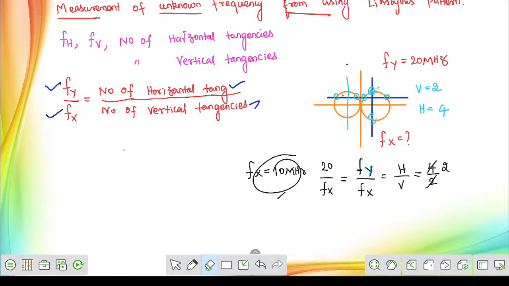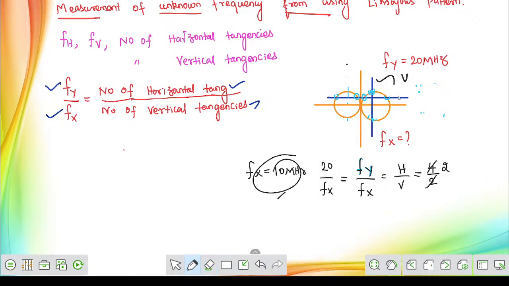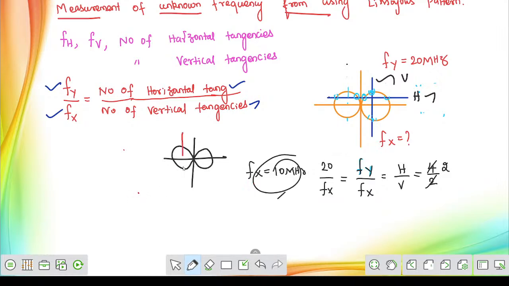You can observe on this CRO pattern screen, I took some waveform, some circles. Now we have to find out the horizontal and the vertical tangency. How should we figure out the horizontal and the vertical tangency for this? We have to draw a vertical line and a horizontal line like I have drawn. See, this is the vertical line and this is the horizontal line. They have given two circles like this. Now we have to find out the number of vertical tangency and the number of horizontal tangency. Draw a vertical line and draw one horizontal line.